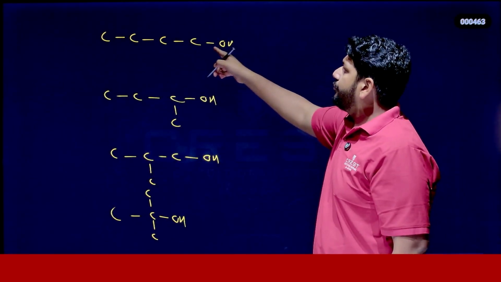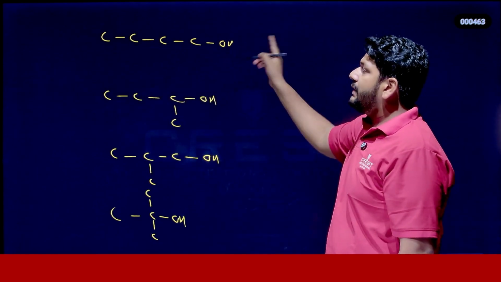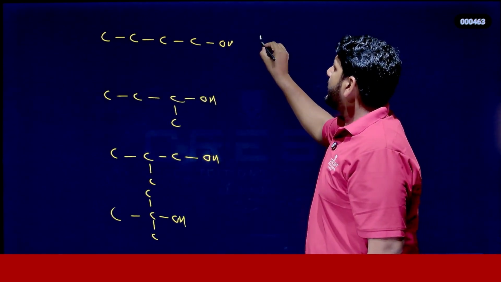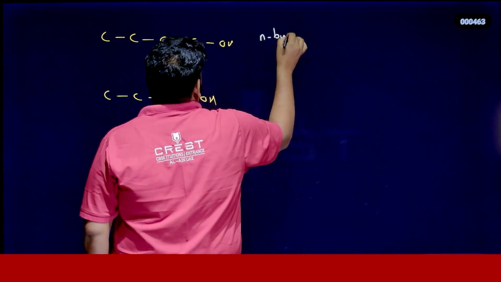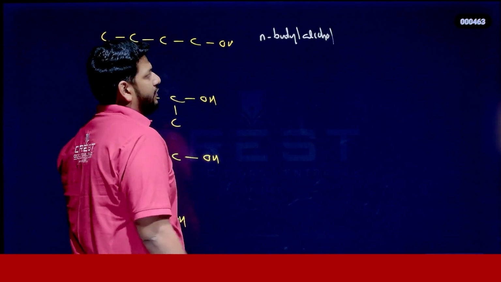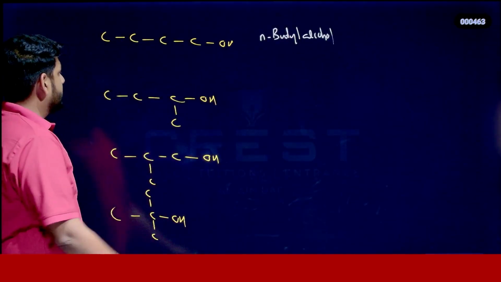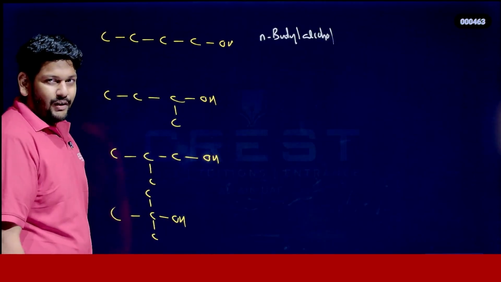Here we have four carbons, and all four carbons are in a straight chain. So we can call it N-butyl alcohol, right? You can take the B capital. N-butyl alcohol. And what about this one? How can we name it?